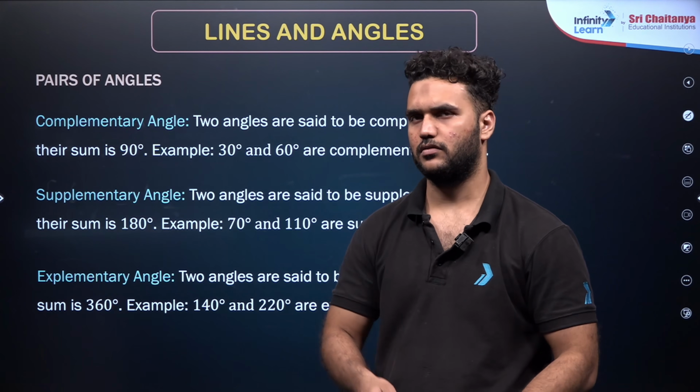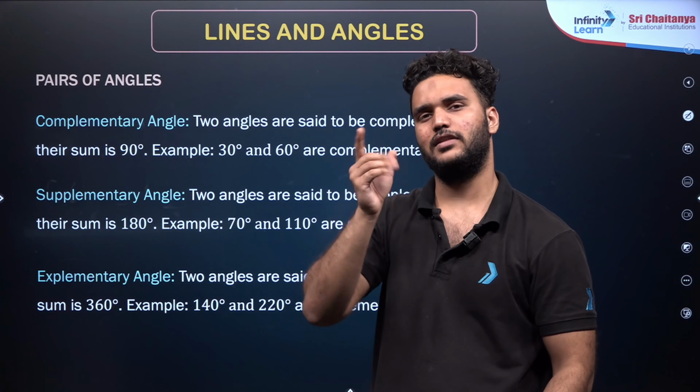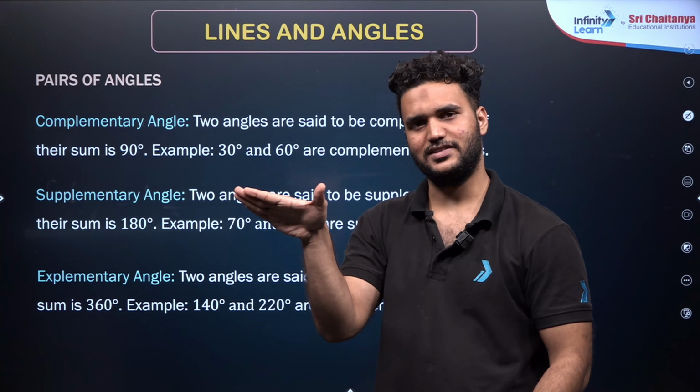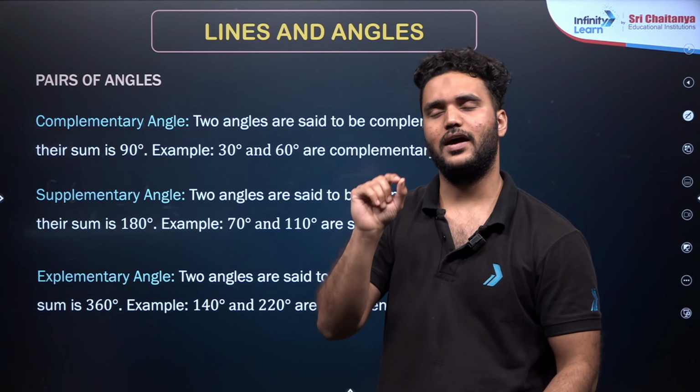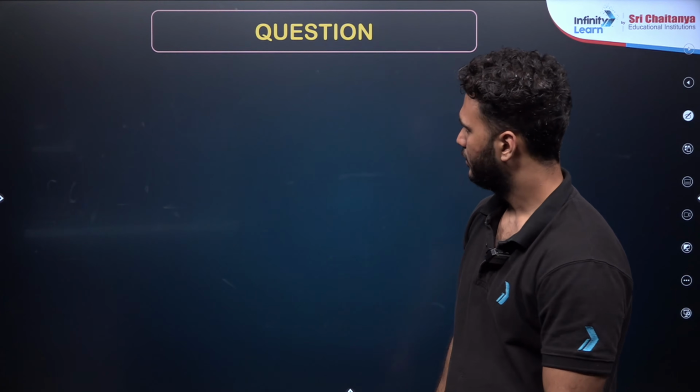Supplementary angles you will see on a straight line. If I have a straight line and I put another line on it, that line will make two angles around that straight line. You will see that those two angles sum to 180, and this is known as a linear pair. We will talk about that also later.